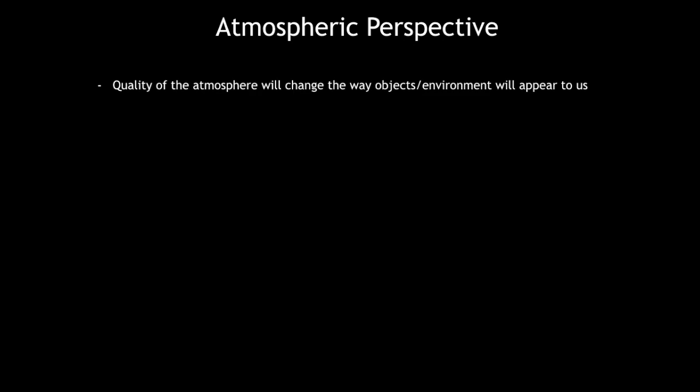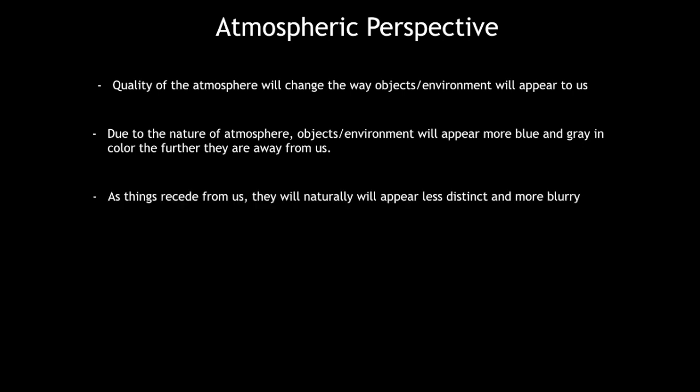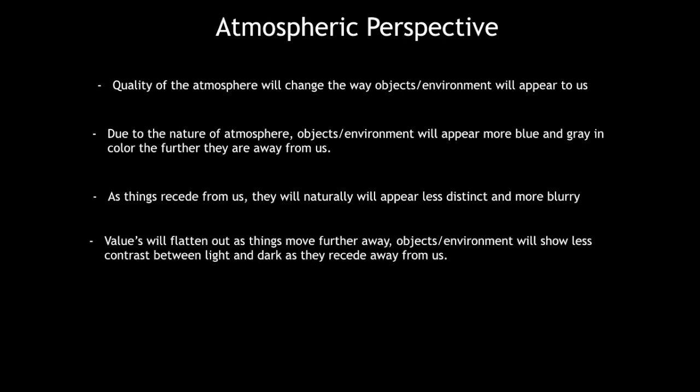Okay, so just to recap the four things here with atmospheric perspective, right? The quality of the atmosphere will change the way objects and environments appear to us. Due to the nature of atmosphere, the object and environment will appear more gray and blue, right? The further that they are from us. And as things recede from us, they will naturally appear less distinct and more blurry. And our values will flatten out as things move further away, right? The environment will show less contrast between light and dark as they recede away from us.